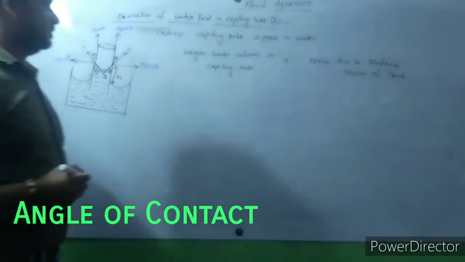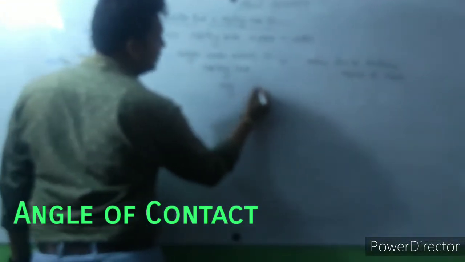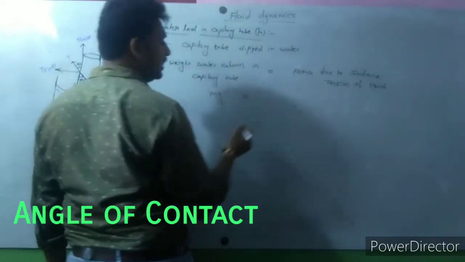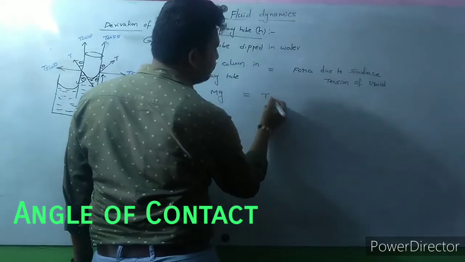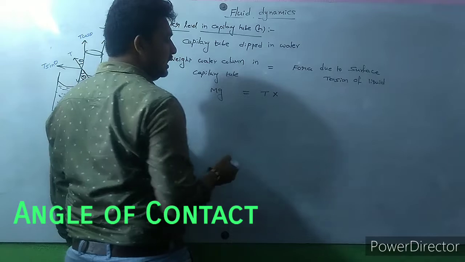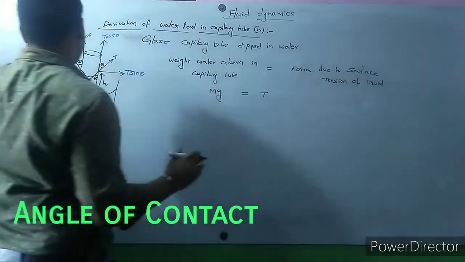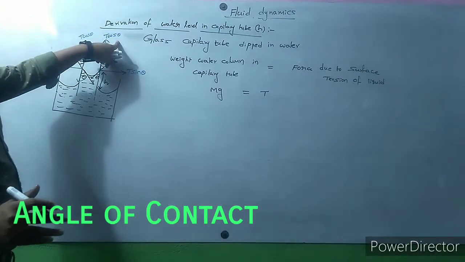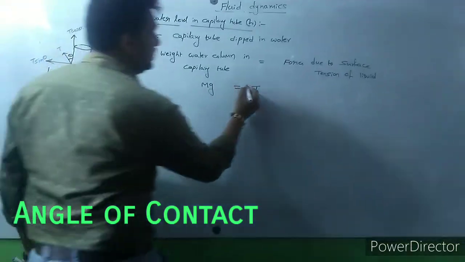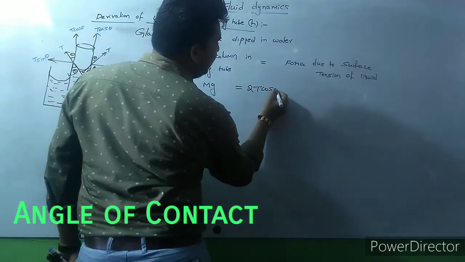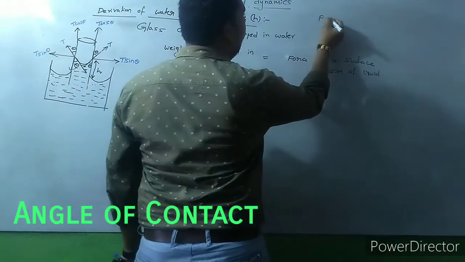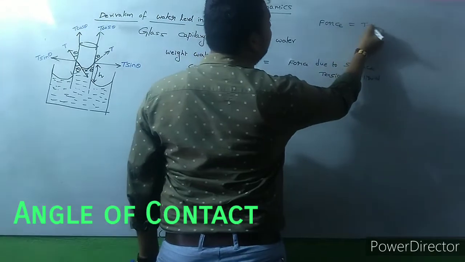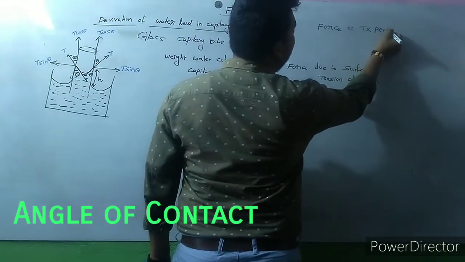Force due to surface tension. Weight of water in the capillary tube, we take as mg, because mg is equal to the force due to surface tension. The surface tension force formula is T into perimeter. Here T cos theta plus T cos theta, that means 2T cos theta.